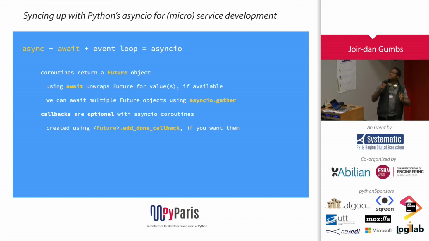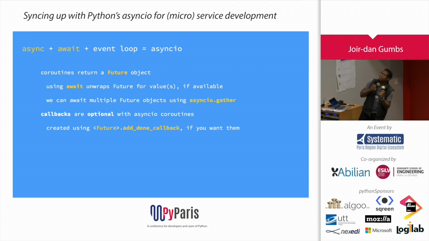Okay, so as I mentioned before, in a little more detail though, coroutines return a future object. And when you use await on a coroutine, it unwraps the future for the value or values if they're available, right? So in the previous example, when I'm awaiting the asyncio sleep, I don't get any values out of that. But I still have to await it because it's a coroutine that I'm explicitly stating that I want other tasks to be done while I wait for this to complete. If there is a value, it'll unwrap that in the await step, and then I can use those values as normal.